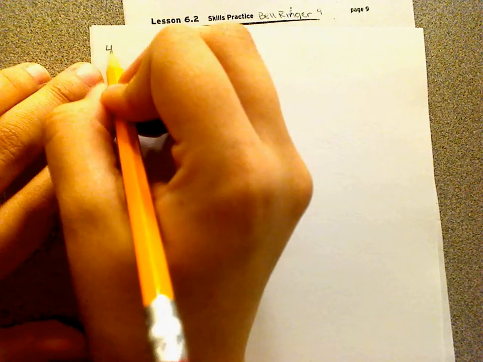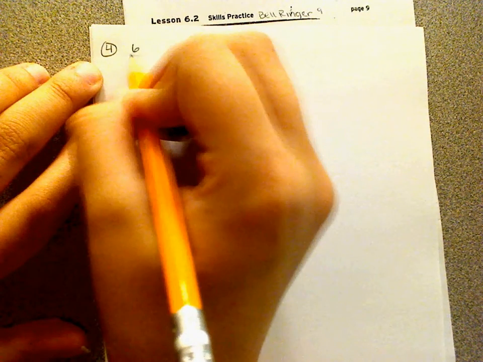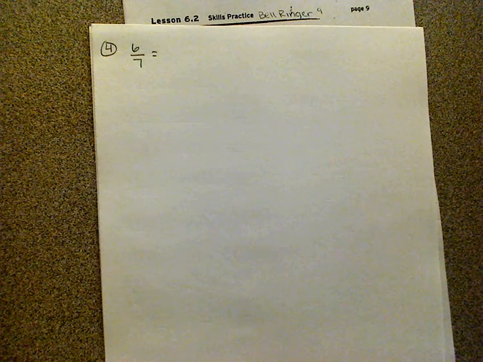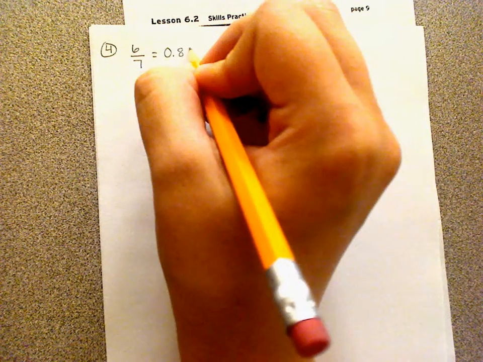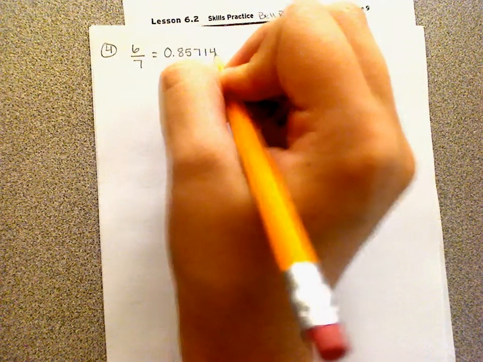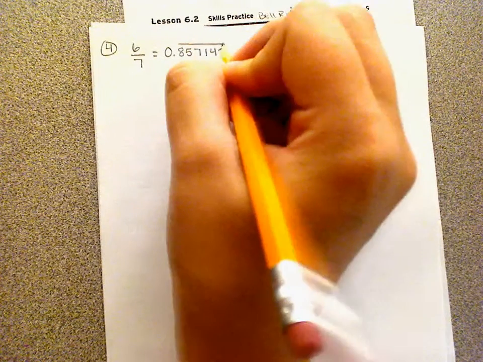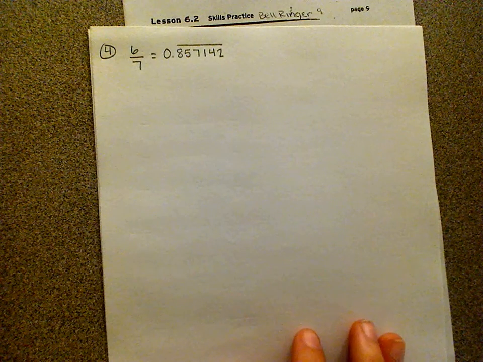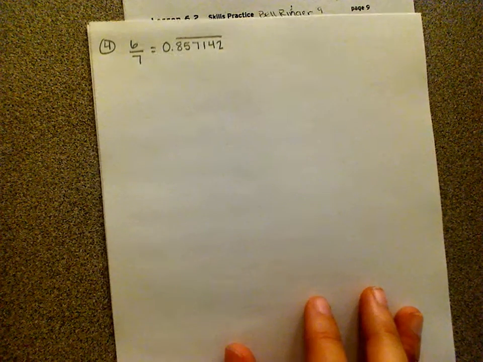Remember, try to make it where you can do number 3 next to number 4 after we work this one. So number 4 is 6 divided by 7. Go ahead and type that in your calculators. 6 divided by 7, 0.85714, and then it starts repeating. So I'm going to put a bar over it. You put a bar over the digits that are repeating.